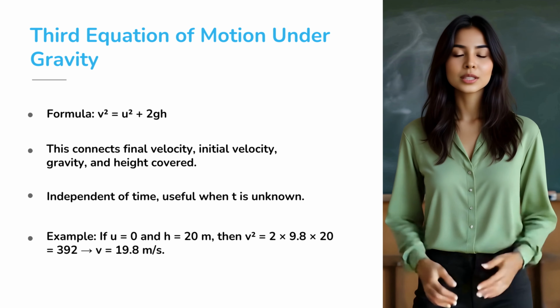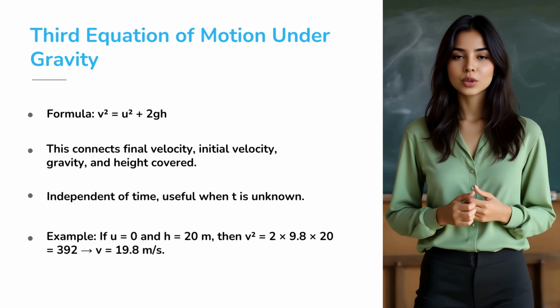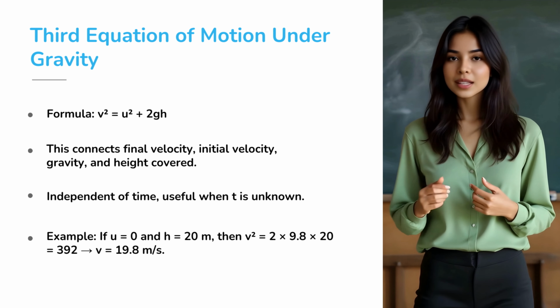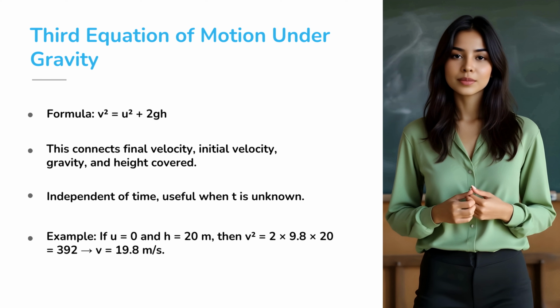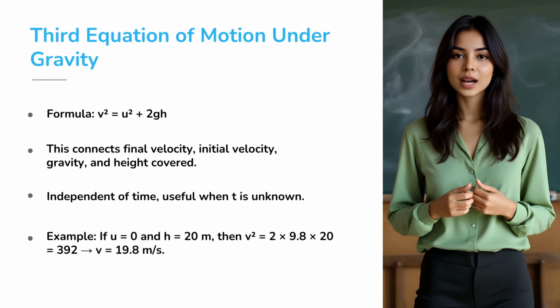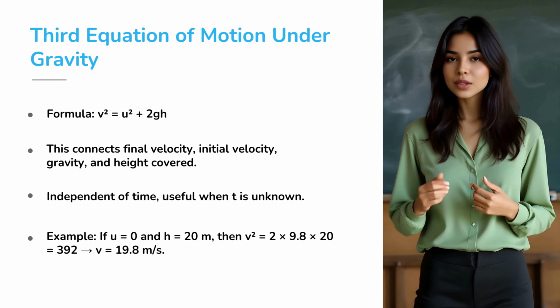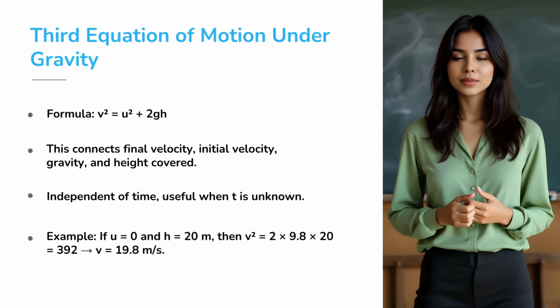The third equation is especially useful when we don't know the time. It is given as v squared equals u squared plus 2gh. It relates final velocity directly with initial velocity, gravity, and height traveled.